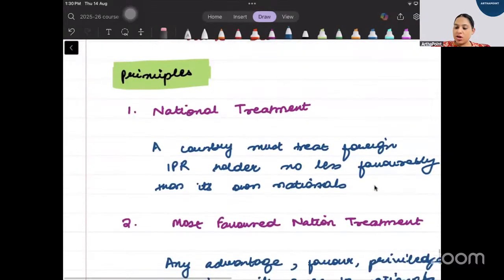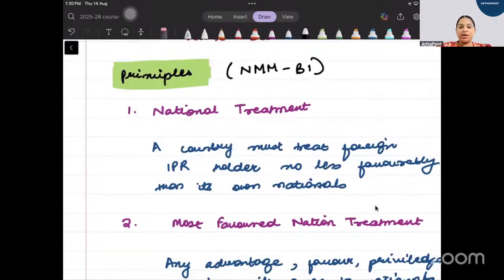But the principles you can remember by the short form NMMBI. National treatment, MFN treatment, minimum standard, balance between right and public interest, and integration with earlier IPR treaties. Right. Now let us go ahead and take this in detail, and let us come back to the topic that I wanted to do, which is how do you connect TRIPS to India, right?